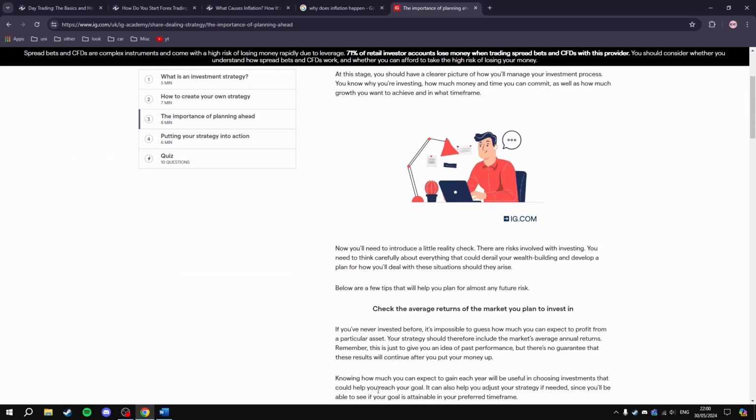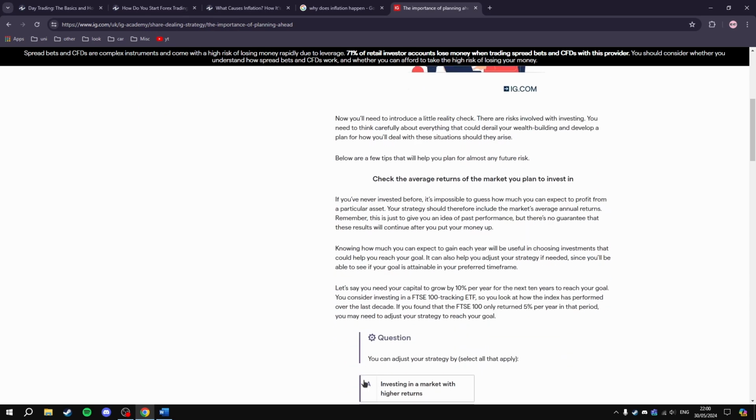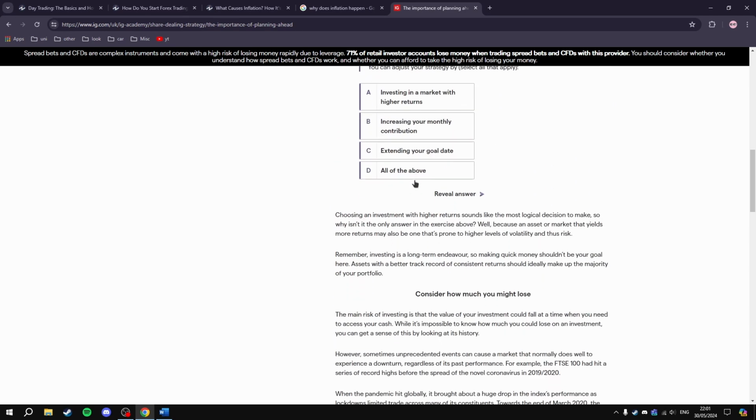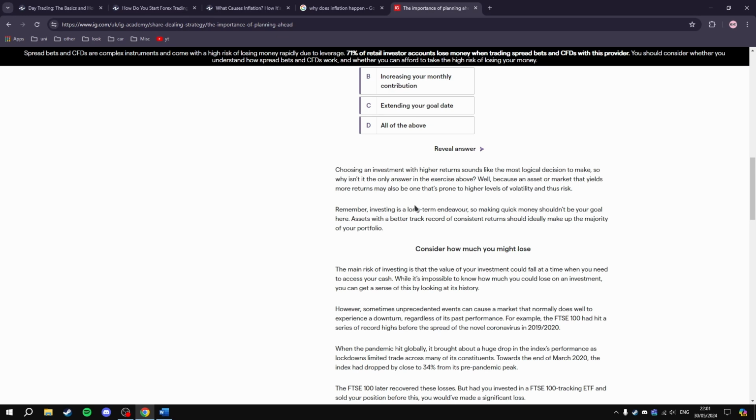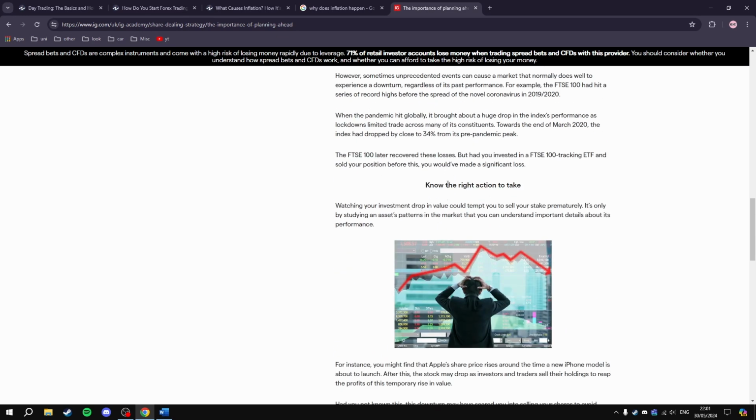So there's risks involved with investing. You need to think carefully about everything that could derail your wealth building and develop a plan for how you deal with the situations should they arise. And then here's some tips that help you to plan for any future risk. So check the average returns of the market you plan to invest in. Consider how much you might lose. Know the right action to take.